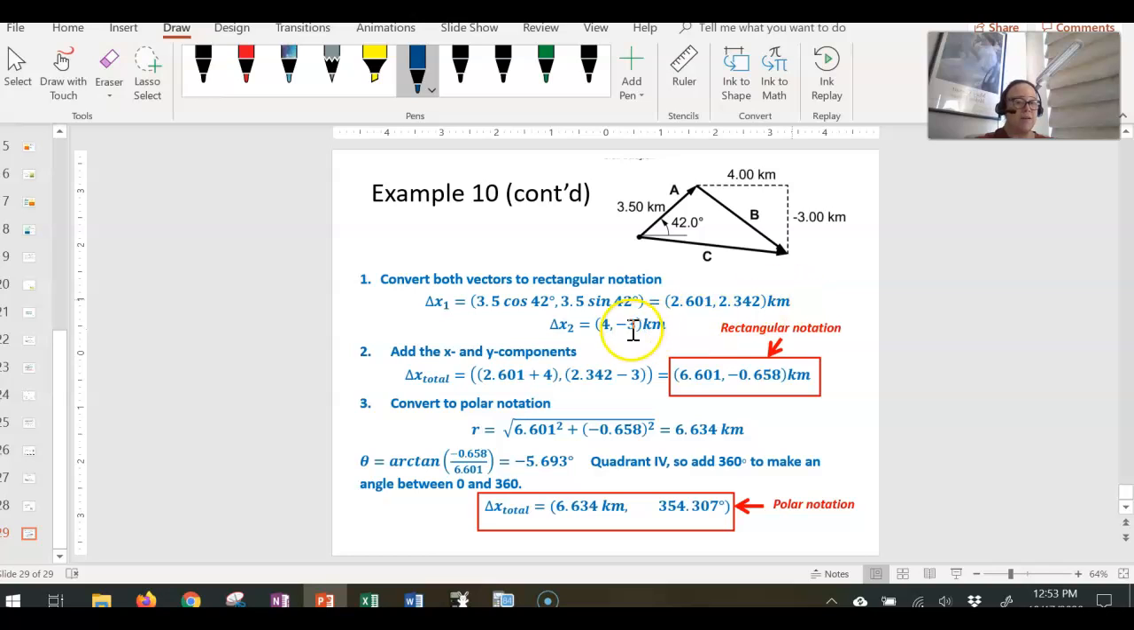Okay, now that we have both A and B in rectangular notation, we can add the x components and add the y components, and we get this resulting vector in rectangular notation. We have now found the resultant vector, but it's in rectangular notation, and this problem asked us to also find it in polar notation. So now I'm going to convert to polar.